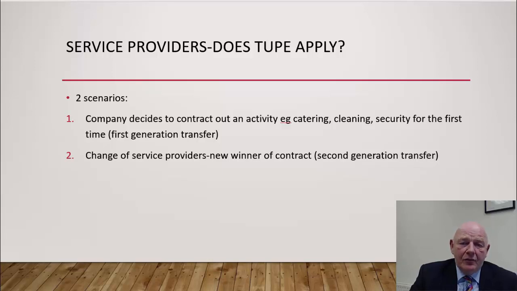So service providers, TUPE arises a lot. I've come across it in relation to contracts for the provision of services such as security, catering and cleaning. There are two scenarios. There's a first generation transfer and a second generation transfer. The first generation transfer is where a company might, for example, decide to contract out its catering, cleaning, security or whatever. Second generation transfer arises where there's a change of a service provider.